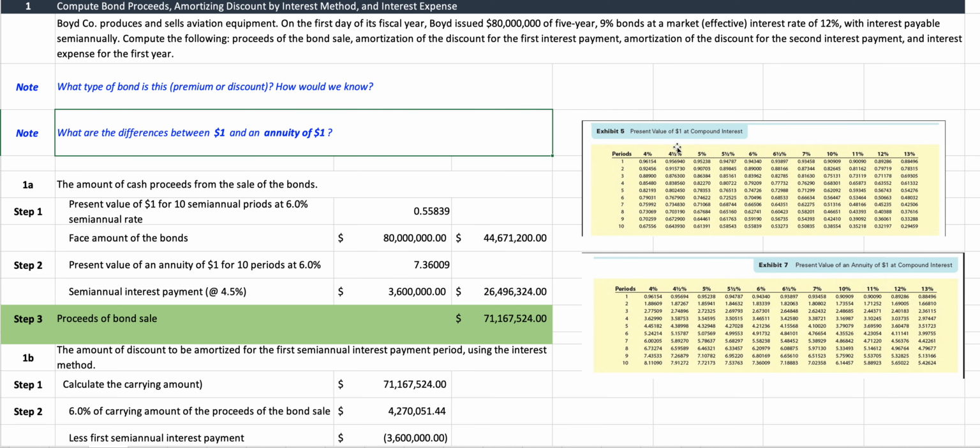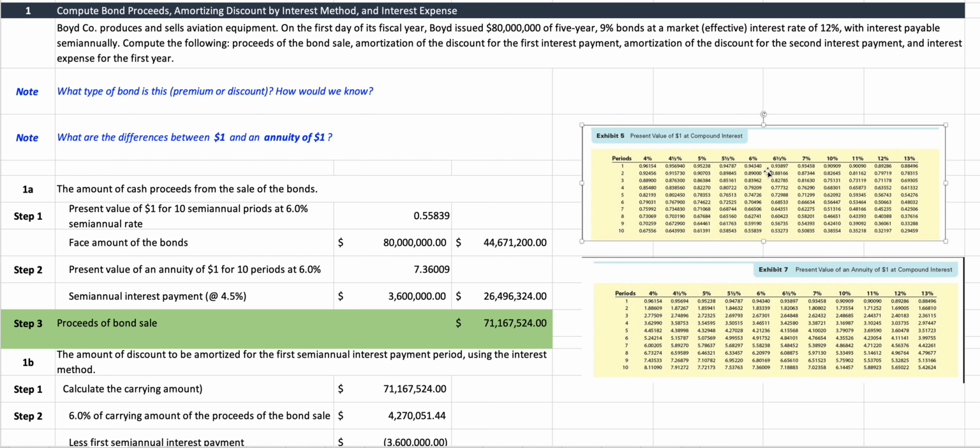This is going to come into play as we calculate this information. I went ahead and pulled the 2 exhibits. One is the present value of $1 at compound interest, and the other is the present value of an annuity of $1 at compound interest. And we're actually going to use this right out of the gate. The first thing that we're going to do is calculate the amount of cash proceeds from the sale of the bonds.